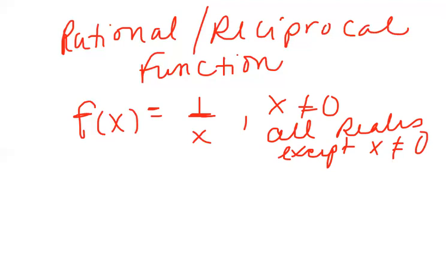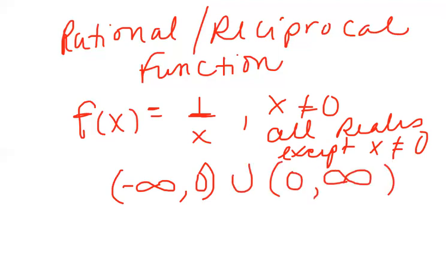Now the question is, how do you express this in interval notation? You include everything but 0. It would be from negative infinity up to 0, but 0 is not included. And then union from 0, not included, up to positive infinity. So this is how you would express the domain of this rational function in interval notation.